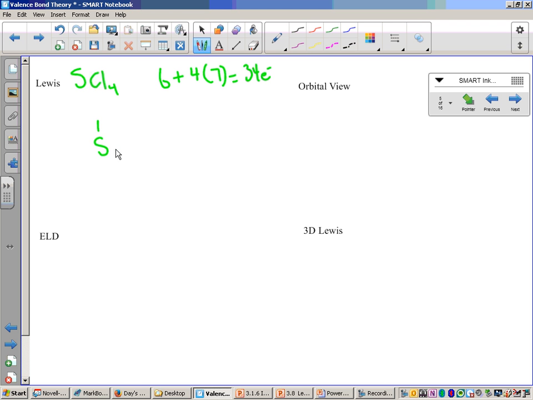Build the skeleton. S, Cl, Cl, Cl. All right, we'll put our Cl's in here. Cl, Cl, Cl. And you'll notice we've used 2, 4, 6, 8 electrons. 34 minus 8 gets us 26 electrons left. So let's start putting them on. 1, 2, 3, 4, 5, 6, 7, 8, 9, 10, 11, 12, 13, 14, 15, 16, 17, 18, 19, 20, 21, 22, 23, 24, and we still have 2 left, and so we must move to our central atom, which is sulfur.